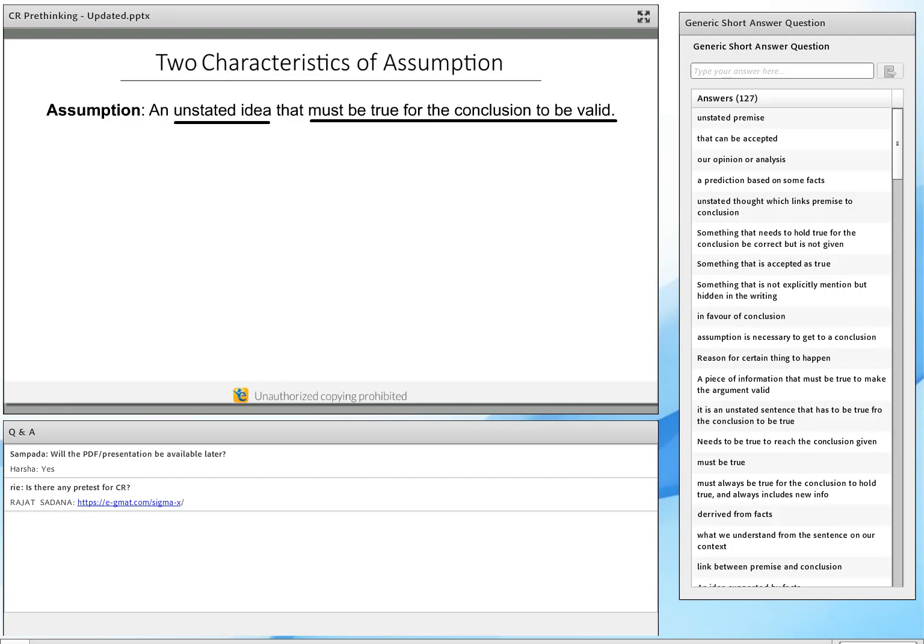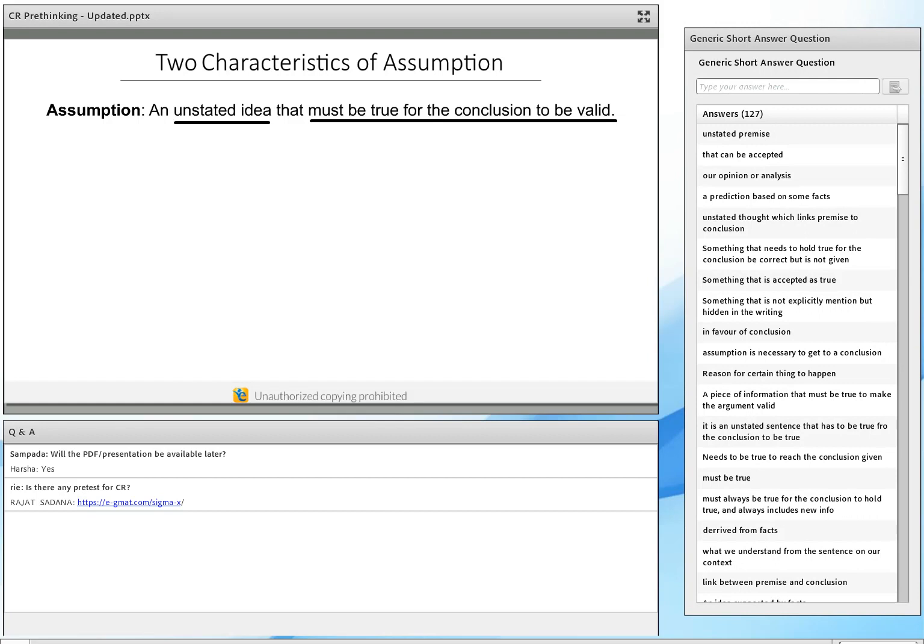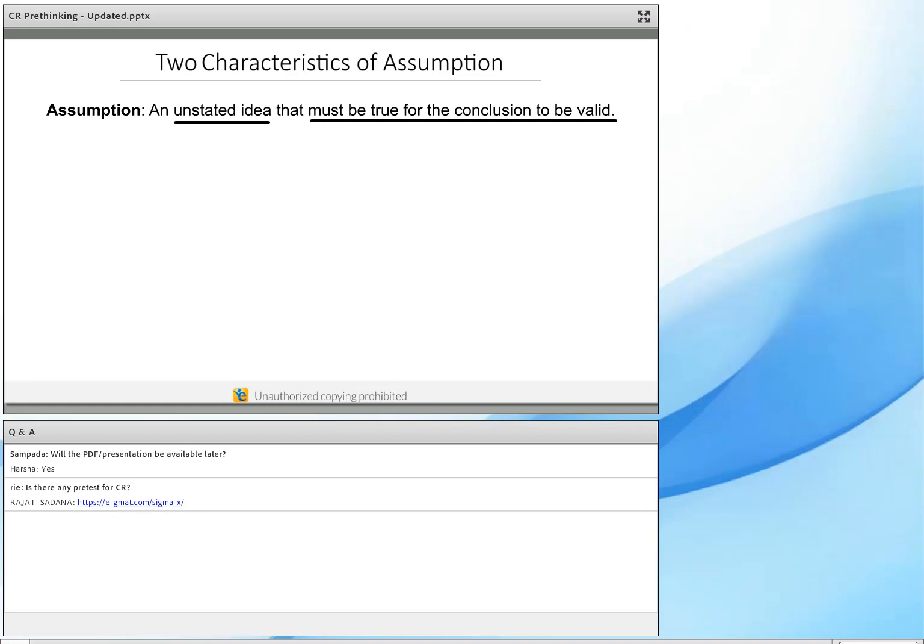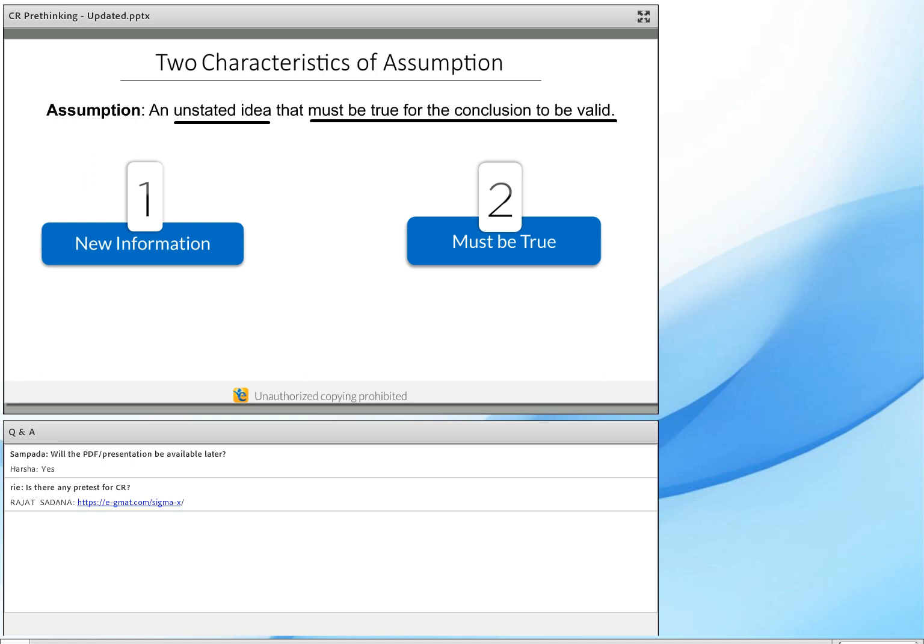Okay. So let's make sure we understand this. An assumption is an unstated idea that must be true for the conclusion to be valid. For those of you who say an assumption is an unstated premise, yes, an assumption is an unstated premise, but every unstated premise is not an assumption. That's really important for you to know. So an assumption satisfies two characteristics. One is it provides new information, and new information means information that you can't infer from the factual part of the argument. And the second piece is that it must be true for the conclusion to hold true. That's really important, that an assumption satisfy that must-be-true condition. For those of you who are saying an assumption is an unstated premise, every unstated premise will not satisfy that must-be-true condition. Okay.